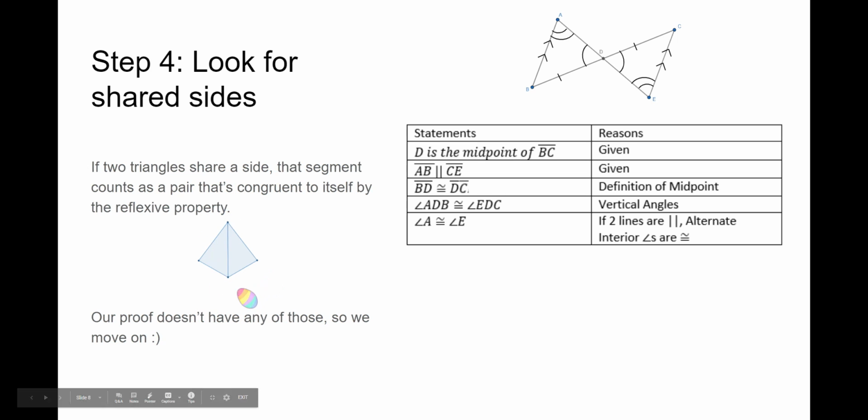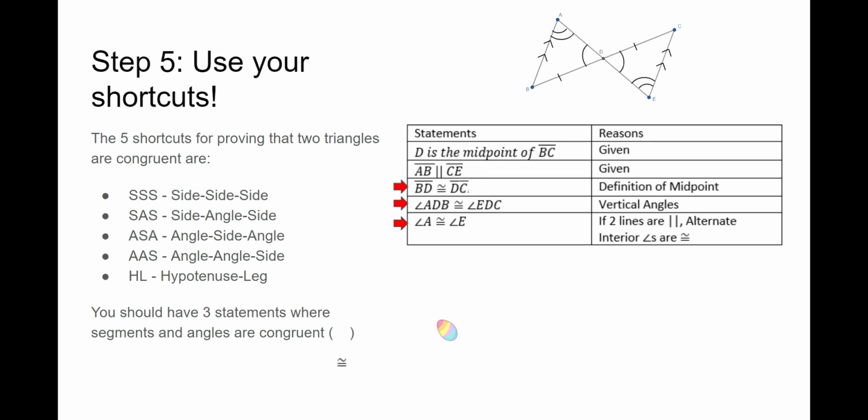If you have a picture like this, you'd have a pair of sides that are congruent by the reflexive property, where this segment is congruent to itself. But our proof doesn't have that, so we're going to move on. And then step five is to use your shortcuts to prove that the two triangles are congruent.